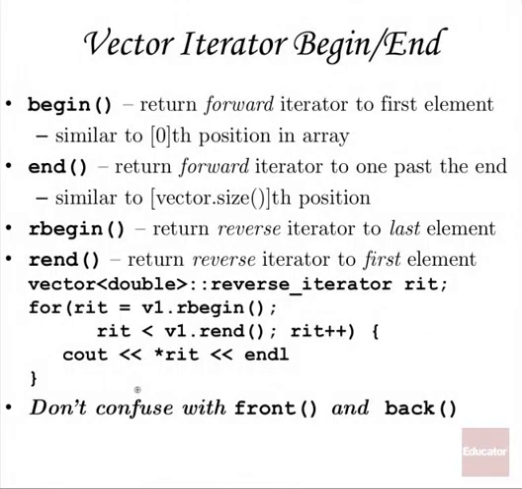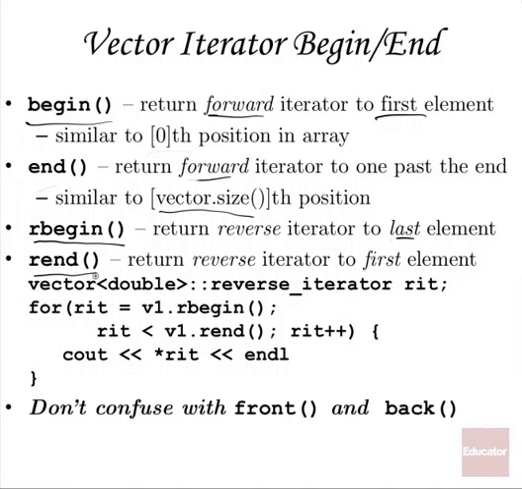So here's another look at the begin. It returns a forward iterator. So you can iterate in the forward direction, you can iterate in the reverse direction. It's a forward iterator to the first element, or the 0th position. End gives you a forward iterator to one past the end, similar to a vector of the size. And remember, since we're 0 offset, we will go from 0 until less than the maximum. There's rbegin, which is a reverse iterator. So it starts at the last element. And then rend is a reverse iterator that points to the first element, specifically for the purpose of going from the back end to the front end.